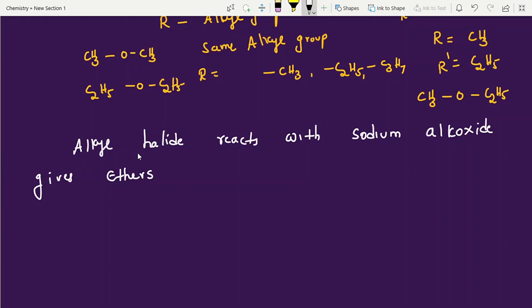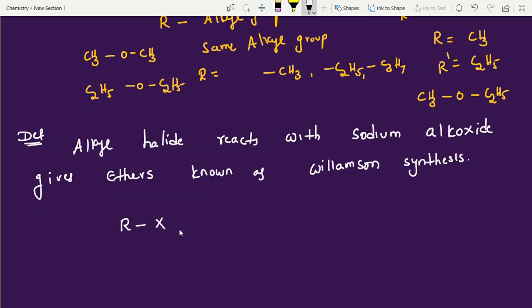This is the preparation. This is the statement, or definition. Alkyl halide reacts with sodium alkoxide. It gives ethers, known as Williamson ether synthesis. Okay, now we will start. So alkyl halide means I am taking alkyl halide like this, RX. This is the alkyl group. Sodium alkoxide, you can take that also as R dash ONa.